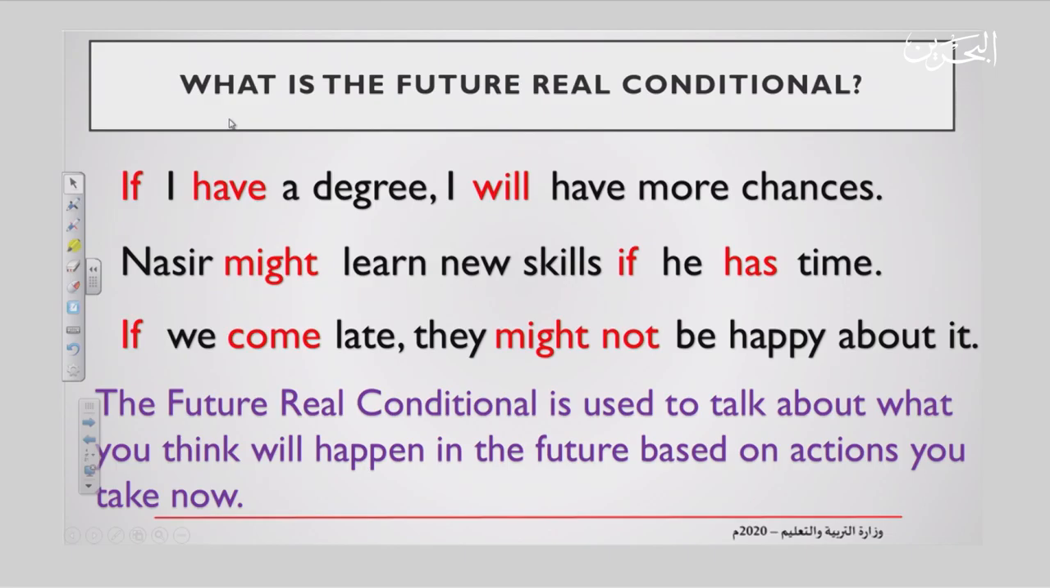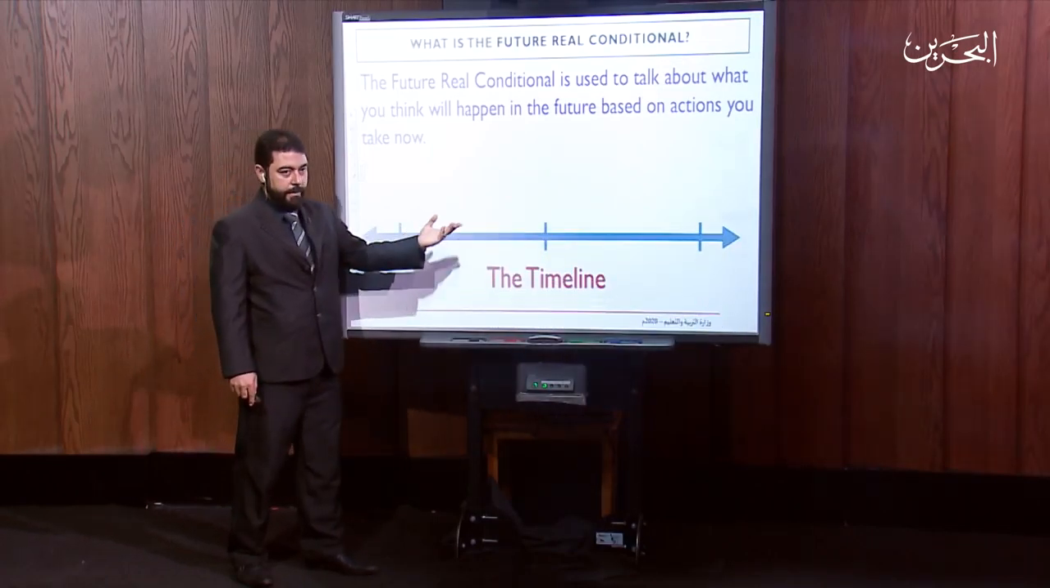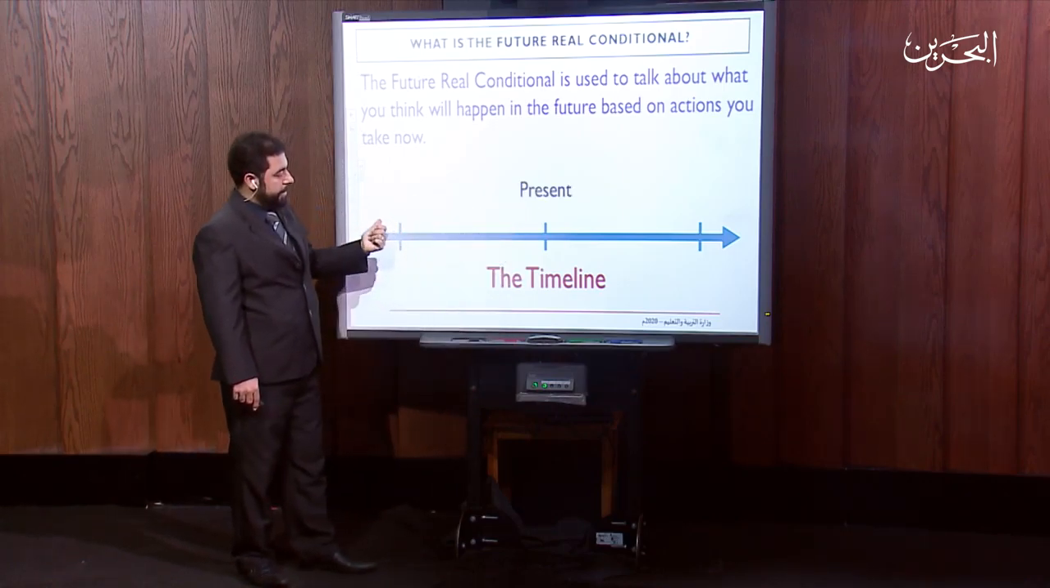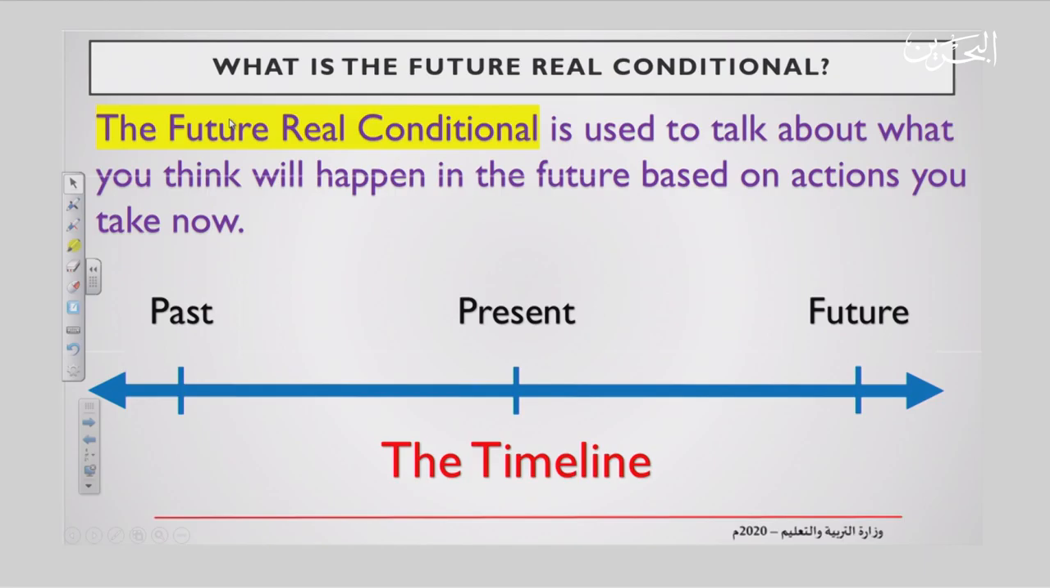So what is the real conditional? The future real conditional is used to talk about what you think will happen in the future based on actions you take now. So, in order for us to understand it fully, let's take a look. You have the timeline. It starts from the present, past, and future, right? So, the future real conditional is used to talk about what you think will happen in the future, okay? You see the X in there? That is the future, based on actions. Like what? Like study, like drive, like eat. You take now. So we have two things to think about. Now, and the future.